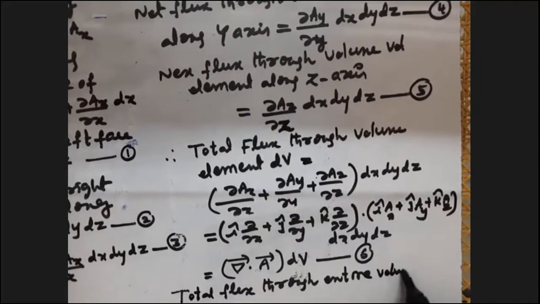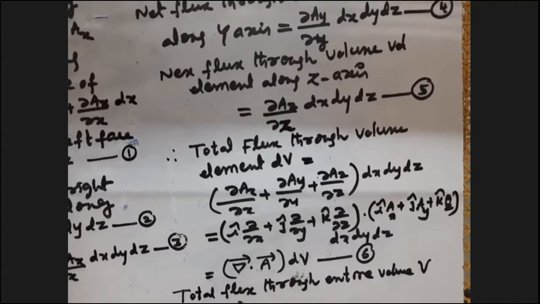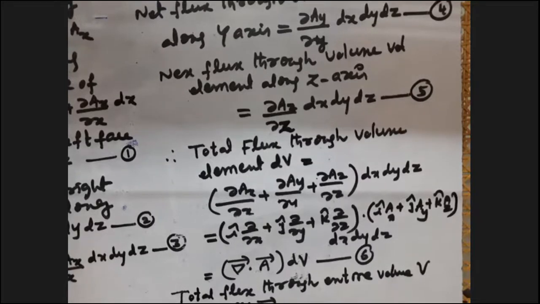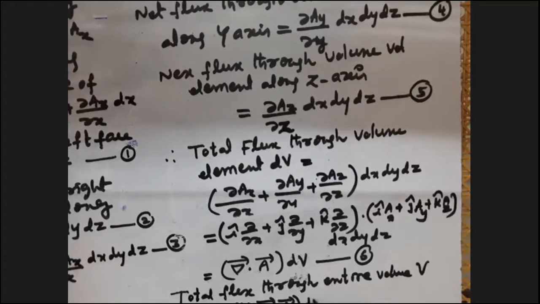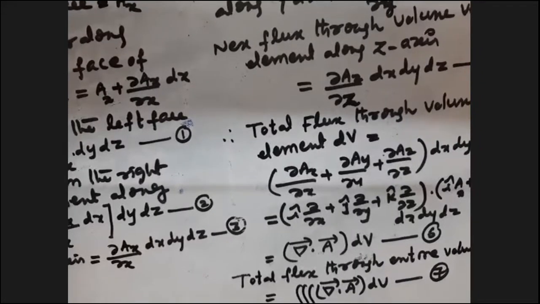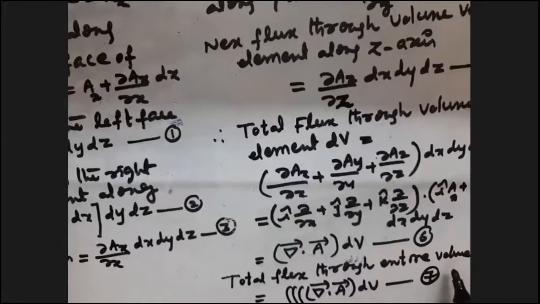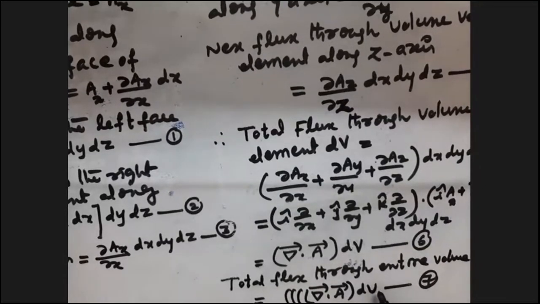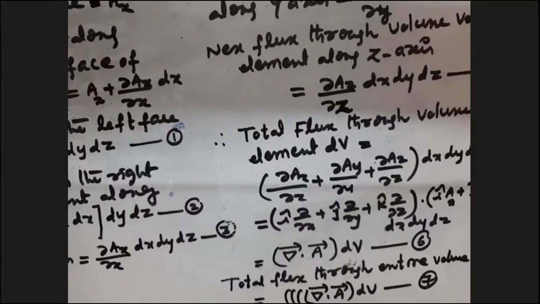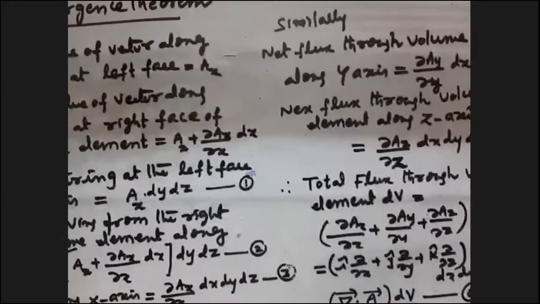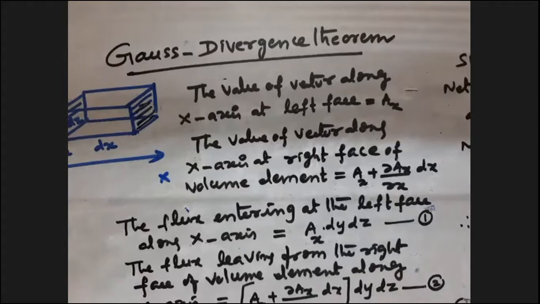volume capital V is given by, we have to integrate with the volume integration. Volume integral of this del bar dot A bar dV. It is equation 7. Equation 6 represents the total flux through the small volume element having the volume dV. Then the total flux through the total volume V, enclosed by the closed surface S, is equal to the volume integral of del bar dot A bar dV, or the volume integral of divergence of A bar dV. Okay, now this is equation 7.